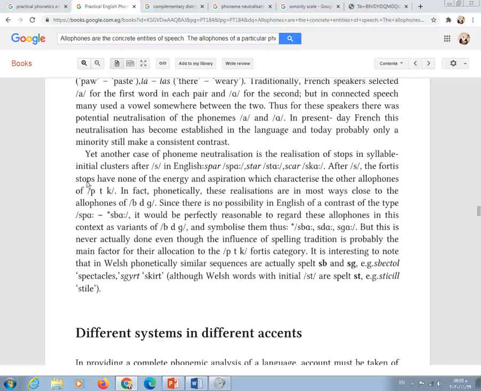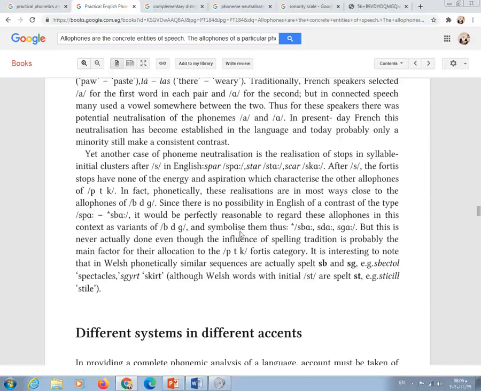But when these sounds are preceded by an s, they turn into their voiced equivalents: b, d, g. So we do not say spa or sta or ska. No, the p, the t, the k lose the aspiration feature. They are no longer aspirated. Why? Because of the s sound that comes before them, which doesn't give them the chance to be aspirated as they are at the beginning of words such as pen and time and car.